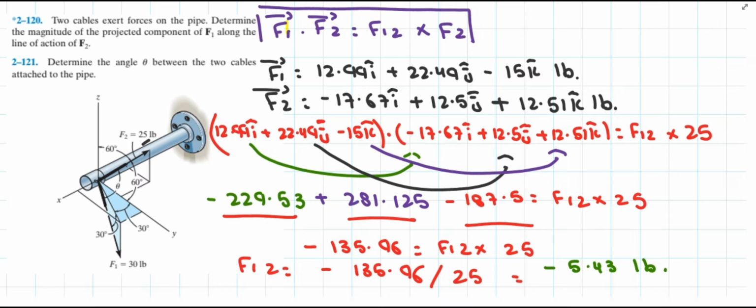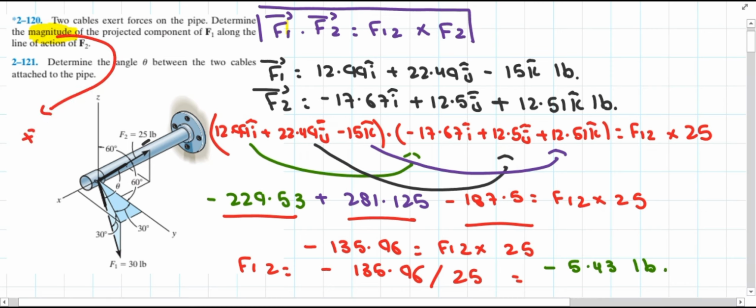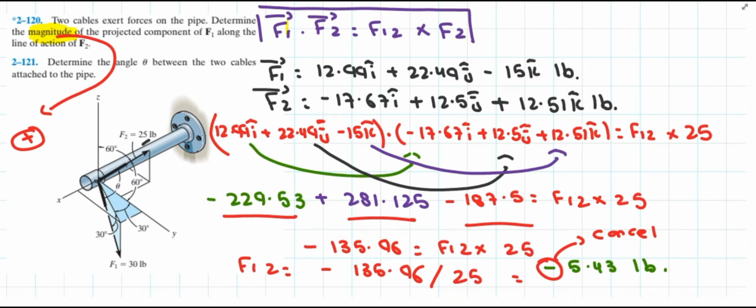But remember that this is a negative number, and the question says to determine the magnitude. And always remember that the magnitude is a positive quantity. So this negative sign will automatically be removed here, and the value of F12 is only the positive 5.43 pounds, because the magnitude is a positive quantity. Now this is the answer of question number 120, and question number 121 is solved in exactly the same manner as question number 120. So without wasting time, just solve question number 121 here.